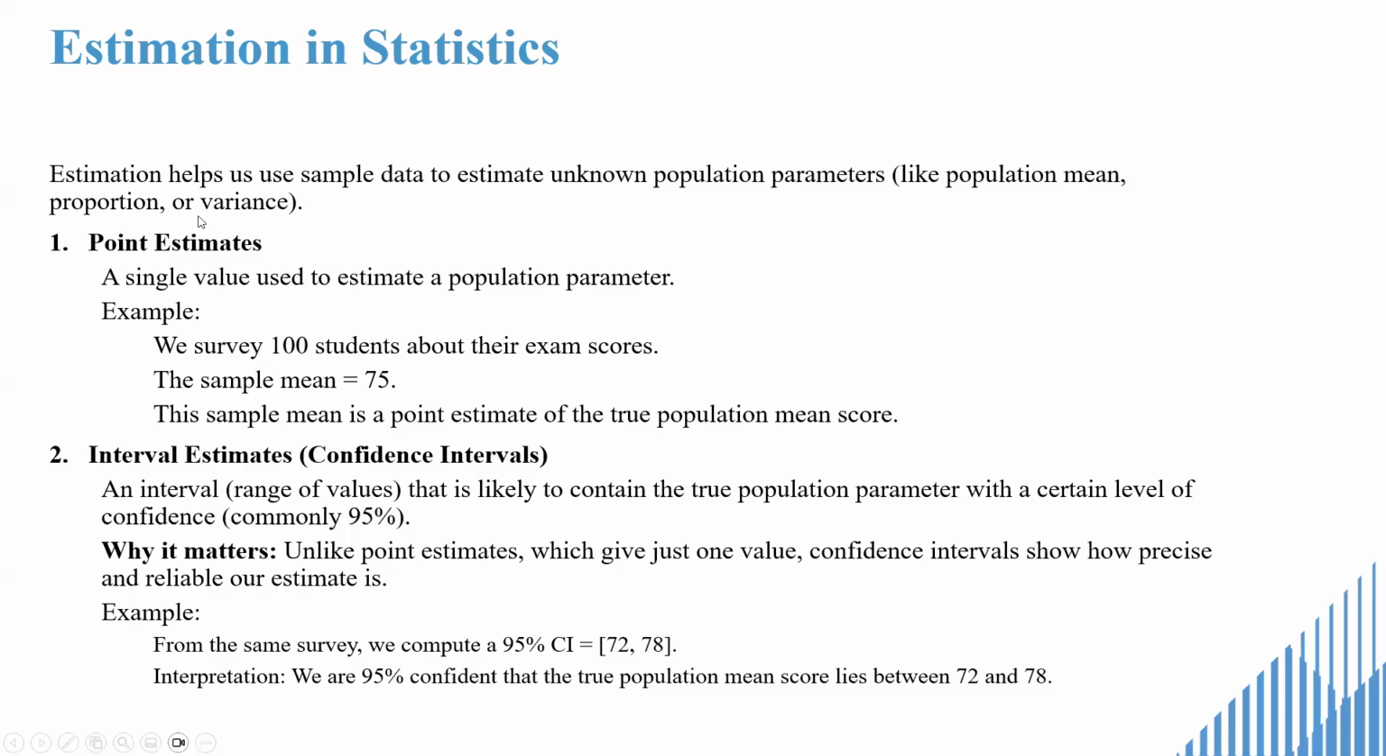If you have a population, you pick up one of them. So it could be one of the point estimates. So this sample mean is a point estimate of the true population mean score. But you have interval estimates, which are confidence intervals. So an interval range where the value is likely to contain the true value.